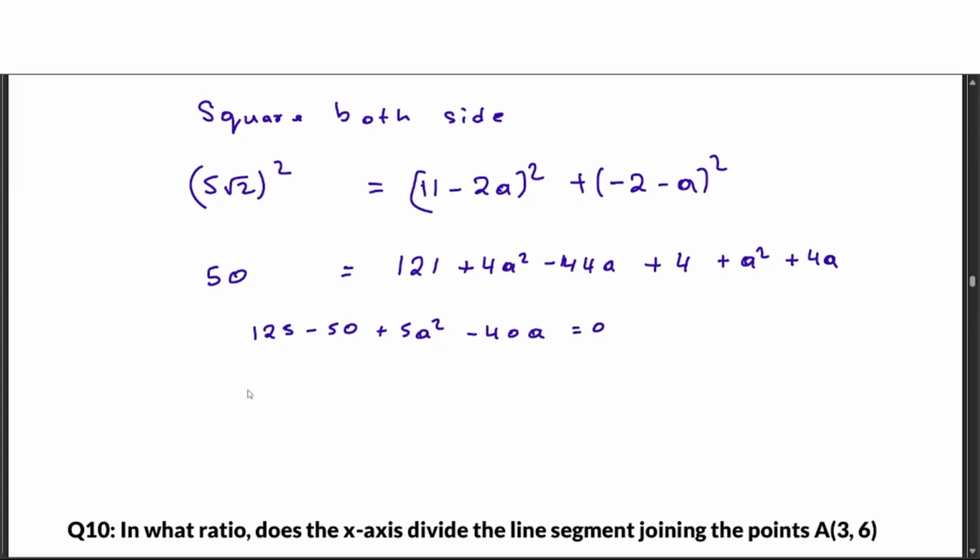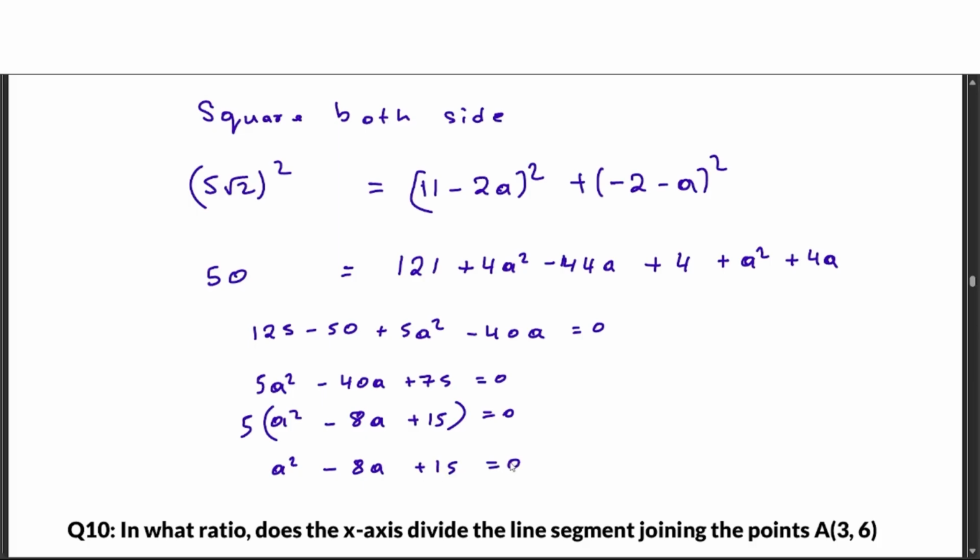Now you can say here 5A square minus 40A plus 75 is equal to 0. You can take 5 common. So A square minus 8A and plus 15, you can take 5 common, is equal to 0. So which means 5 will go that side, divide with 0. So you will be left with A square minus 8A and plus 15.